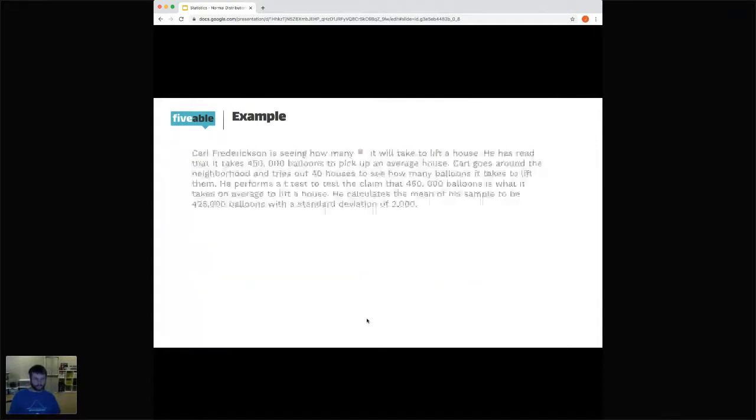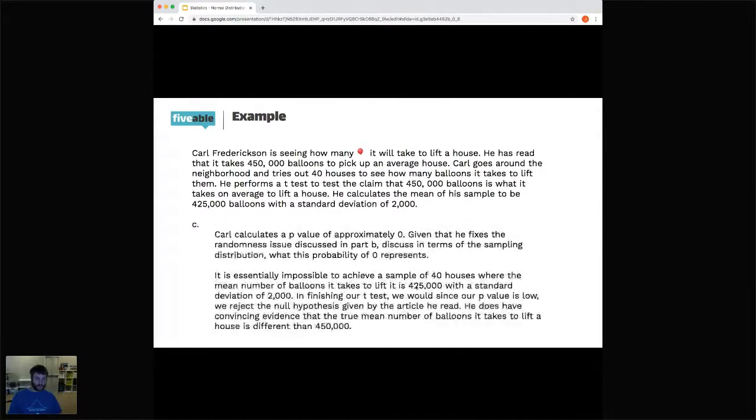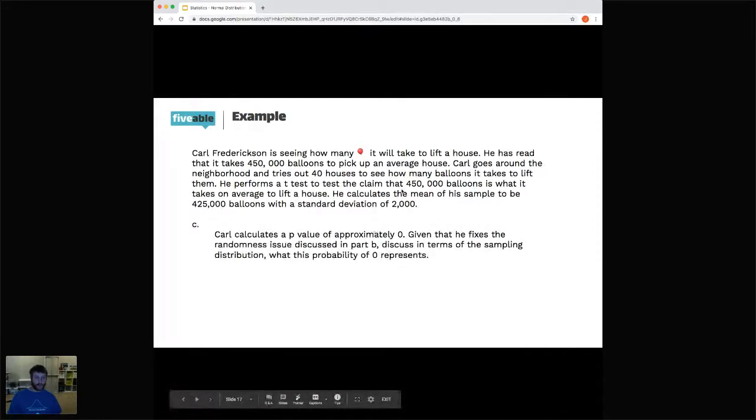Same question. It says he performs a t-test. He straightens out the normal. He calculates the mean of his sample to be 425,000 balloons and a standard deviation of 2,000. Carl calculates a p-value of approximately 0. Given that he fixes the randomness issue discussed in part B, discuss in terms of the sampling distribution what this probability of 0 means.